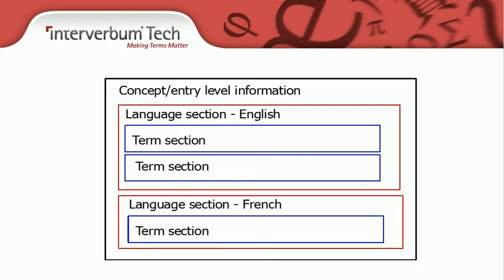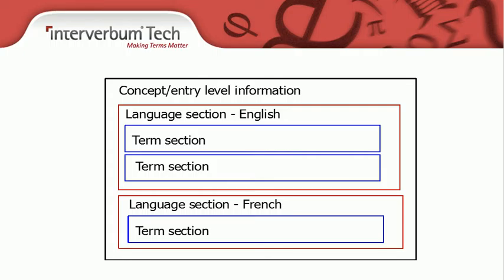Each terminological entry corresponds to a concept. So there's one concept covered by the entry. Within the concept entry, there are sections for each language. And within each language section, there are sections for each term. You can have more than one term per language in the entry, of course, because we have such things as synonyms. So that's the structure of an entry.